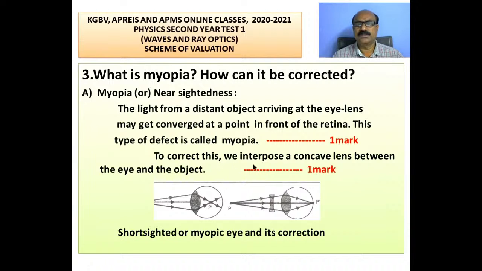To correct this, we interpose a concave lens between the eye and the object. So we have to use the diverging lens. Here in this case, a concave lens between the eye and the object. So you will get the image formed exactly on the retina. So this carries 1 mark. So it is better you draw the necessary figure. Sometimes marks will be given for figures also.